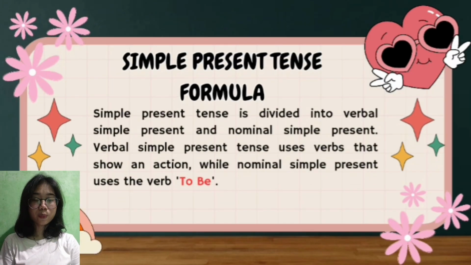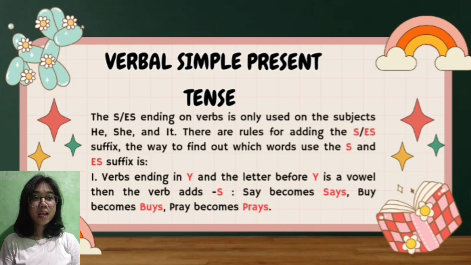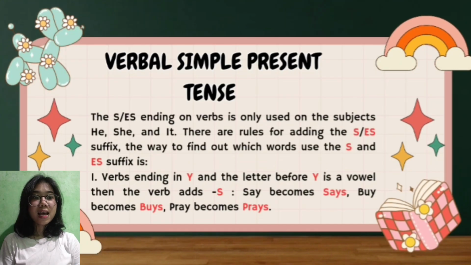Simple present tense formula. Simple present tense is divided into verbal simple present and nominal simple present. Verbal simple present tense uses verbs that show an action, while nominal simple present uses the verb to be. Verbal simple present tense: the s or es ending on verbs is only used on the subjects he, she, and it. There are rules for adding the s or es suffix.